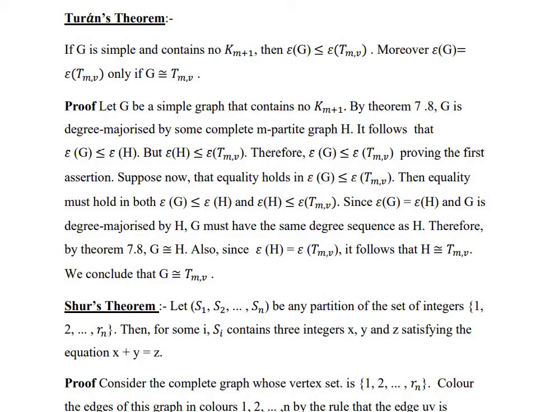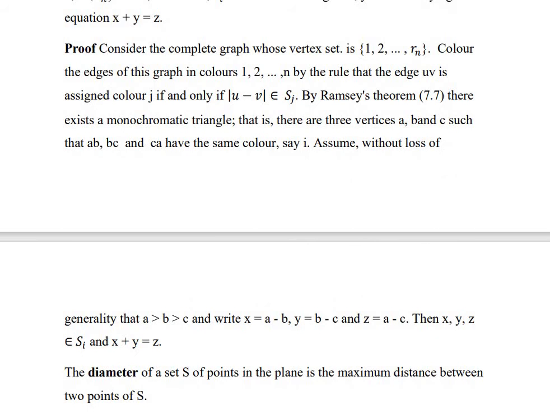Next is Schur's theorem. The statement is, let S1, S2, etc., Sn be any partition of the set of integers 1, 2, etc., up to Rn. Then for some i, the set Si contains 3 integers x, y and z satisfying the equation x + y = z. Let's have a look at the proof of that theorem.